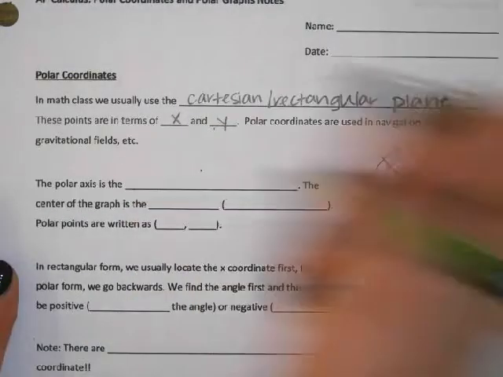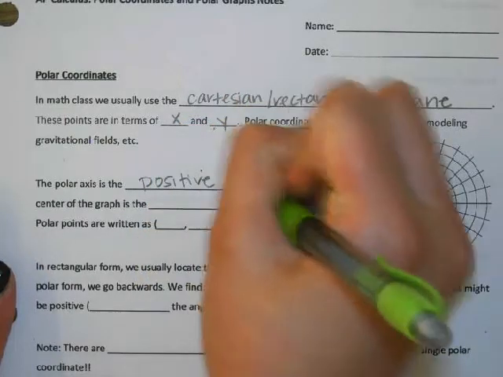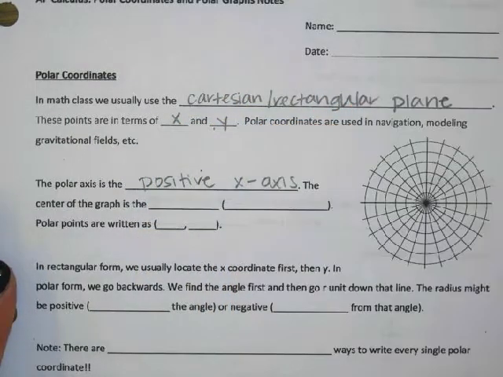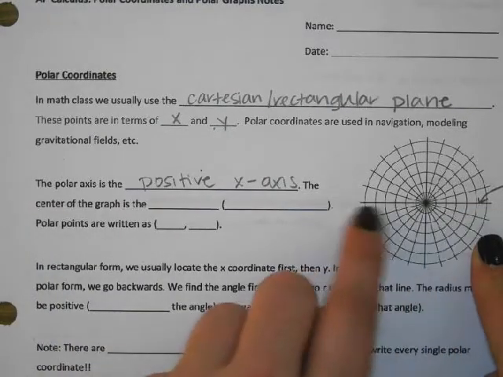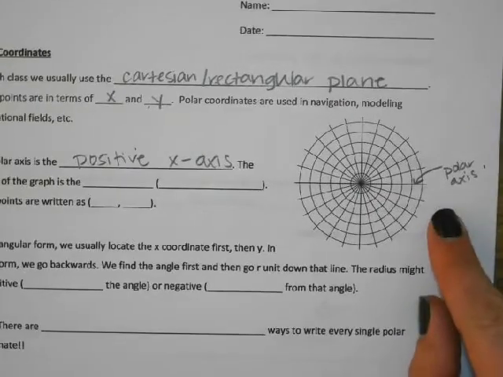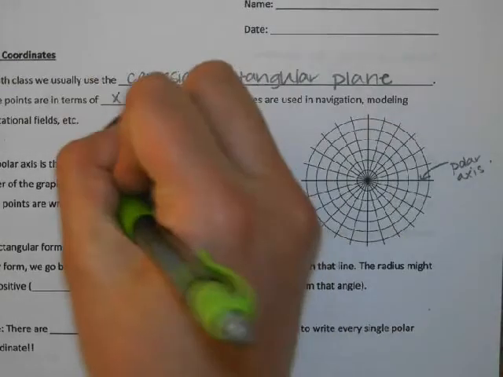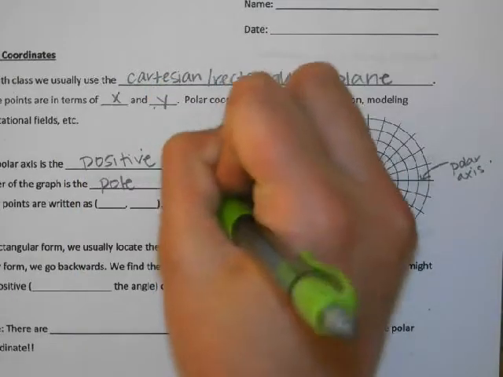The polar axis is the positive x-axis. So right here, this is what a polar grid looks like. We're not talking left, right, up, down anymore. The polar axis is this one right here, and it's not the whole horizontal axis, it's specifically this part. So there's your polar axis. The center of the graph, this point right here, is called the pole. We've always called it the origin.